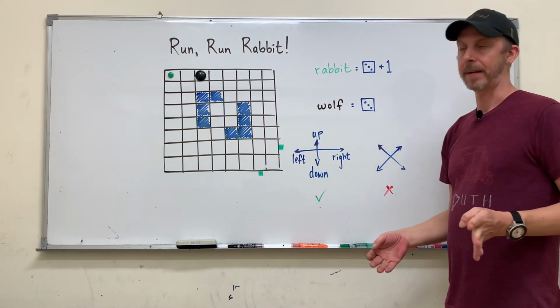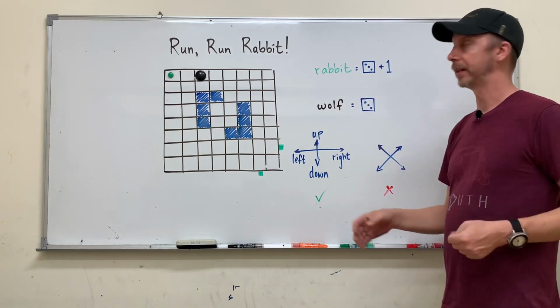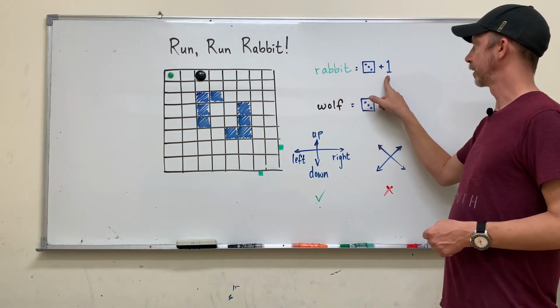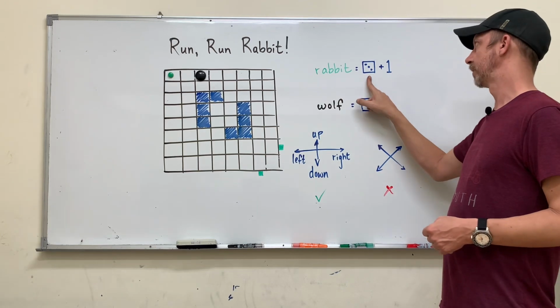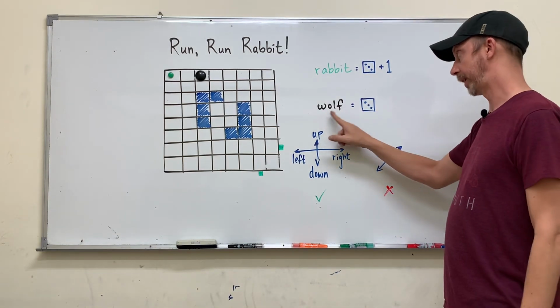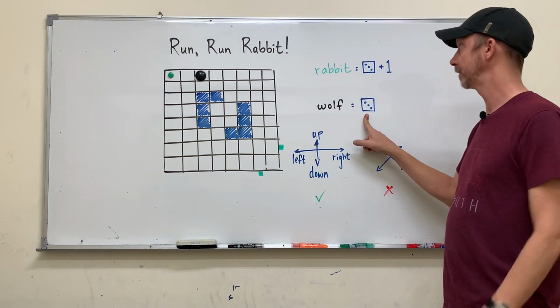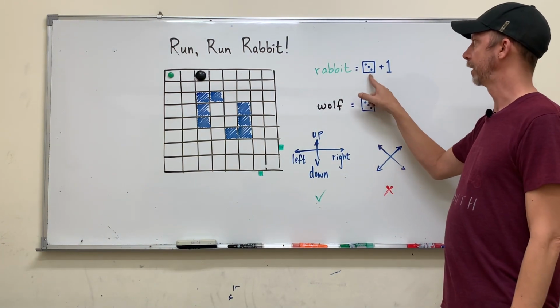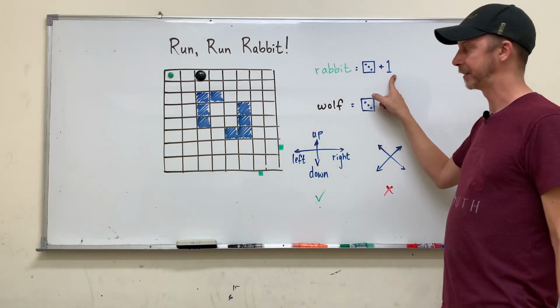A few things need to happen in order for things to feel balanced. First, the rabbit is a little bit faster than the wolf. So whatever we roll, let's say a 4. If the wolf had rolled a 4, it can move 4 spaces. If the rabbit rolled a 4, it gets an additional space, so 5 spaces.